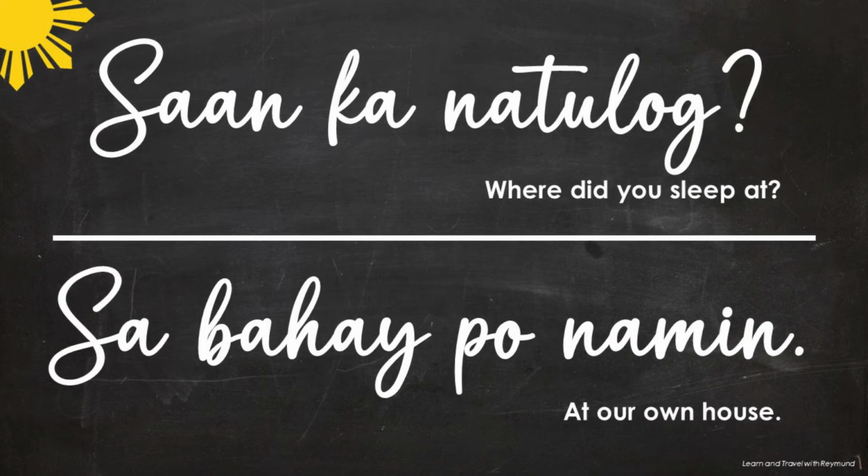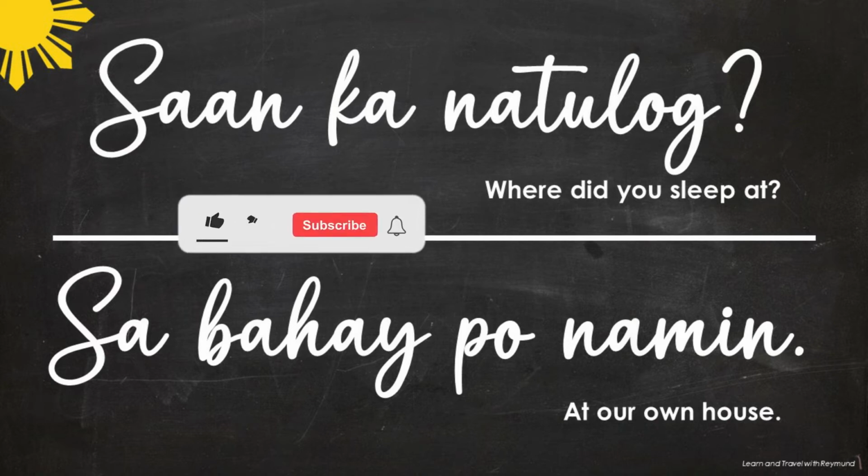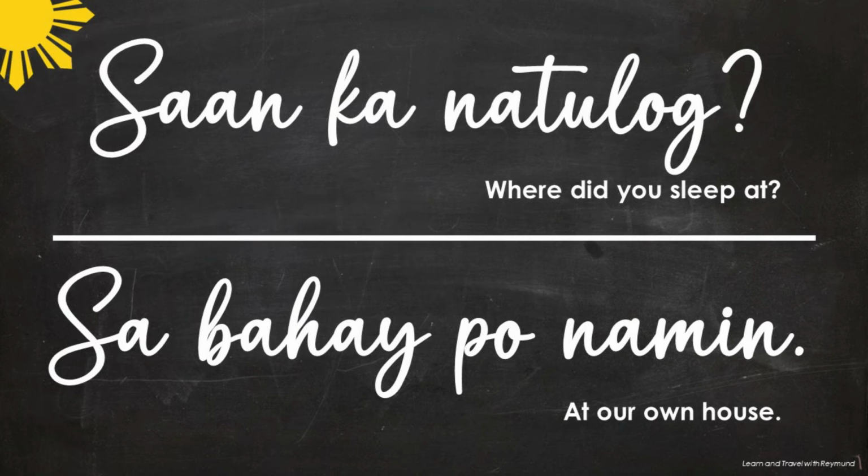Next one is saan ka natulog? When we say tulog, that is to sleep or is related to sleeping. Where did you sleep? And then to answer, sa plus the location or the direction. Like in our example, sa bahay po namin. Bahay is a house, and namin is our. So sa bahay po namin, at our own house. Or sa bahay po ni Maria, at Maria's house.